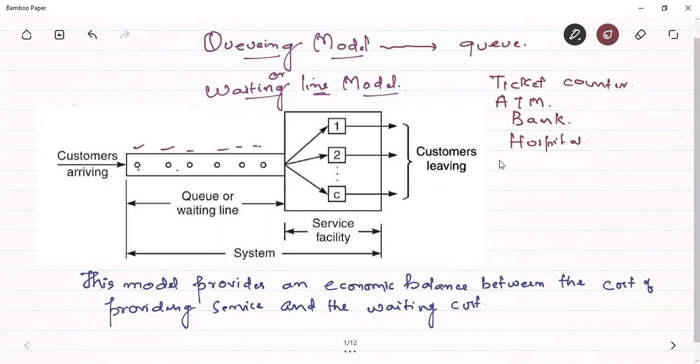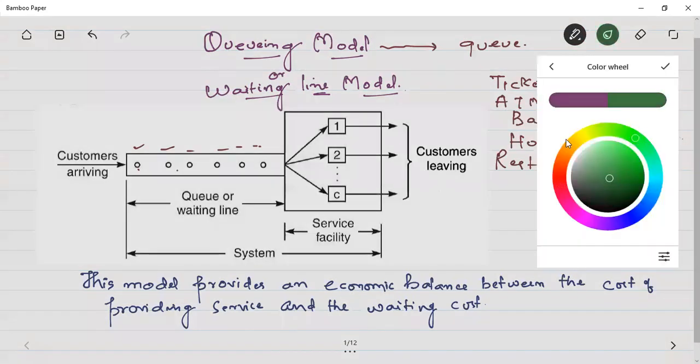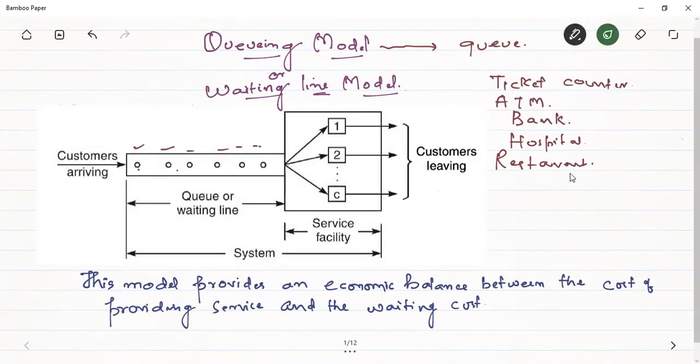Another example where you can see a queue is a restaurant. People in the queue doesn't mean that people are standing in the queue. They can be standing, but they can also be sitting. Restaurant mein people are sitting at the different tables, but they are waiting to get the service. यहाँ पे रेस्टोरेंट में जो सर्विस होती है, that is the people are waiting for the food.